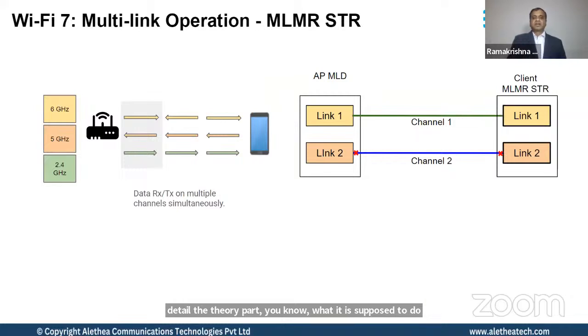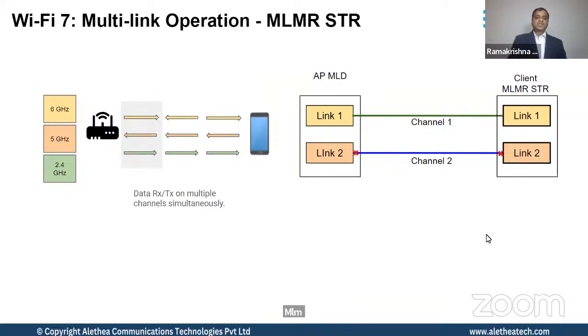The first one is MLMR STR, simultaneous transmission and reception. What does it mean? If you see here, I have 3 time frames, 3 blocks of time. I have one block here, one block here, and one block here. In a single block, I have color-coded the transmission and reception according to the band. You see that the AP in this case is transmitting on 6 gigahertz and 2.4 gigahertz and receiving on 5 gigahertz. This is what I call simultaneous transmission and reception. In one block of time, it is possible to receive and transmit on multiple links.